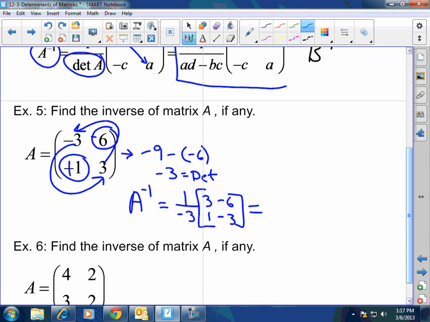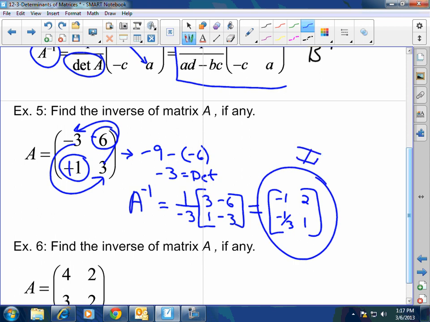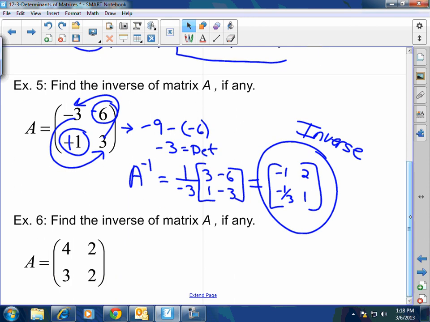Now, we know how to do this. Isn't this scalar multiplication? So what's -1/3 times 3? -1. -1/3 times -6? +2. -1/3 times 1? -1/3. And -1/3 times -3? Bam, done. That's my inverse. Does that make sense, gentlemen? We're good? Not bad, right?